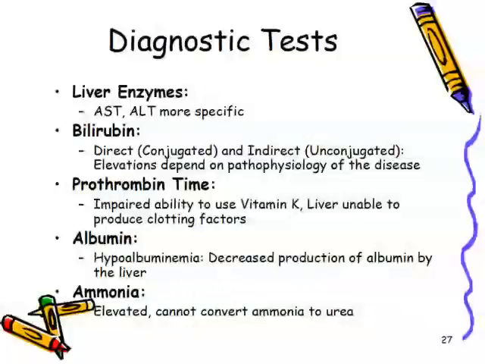Also, albumin levels. Decreased production of albumin by the liver can lead to hypoalbuminemia, and we may also see ammonia levels being elevated because the body can't convert ammonia to urea for the kidneys to excrete.